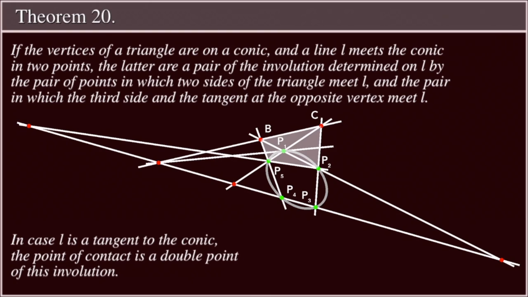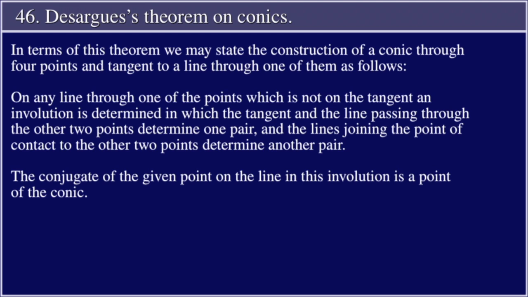In case L is a tangent to the conic, the point of contact is a double point of this involution. In terms of this theorem, we may state the construction of a conic through 4 points and a tangent to a line through one of them as follows. On any line through one of the points which is not on the tangent, an involution is determined in which the tangent and the line passing through the other 2 points determine one pair, and the lines joining the point of contact to the other 2 points determine another pair. The conjugate of the given point on the line in this involution is a point of the conic.